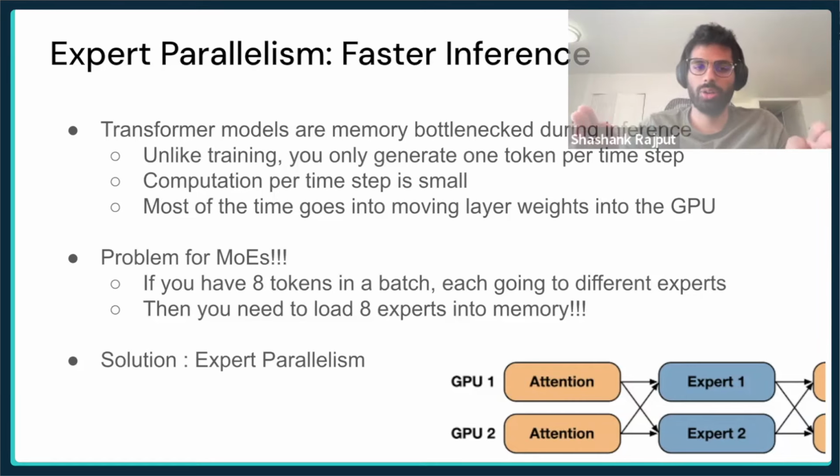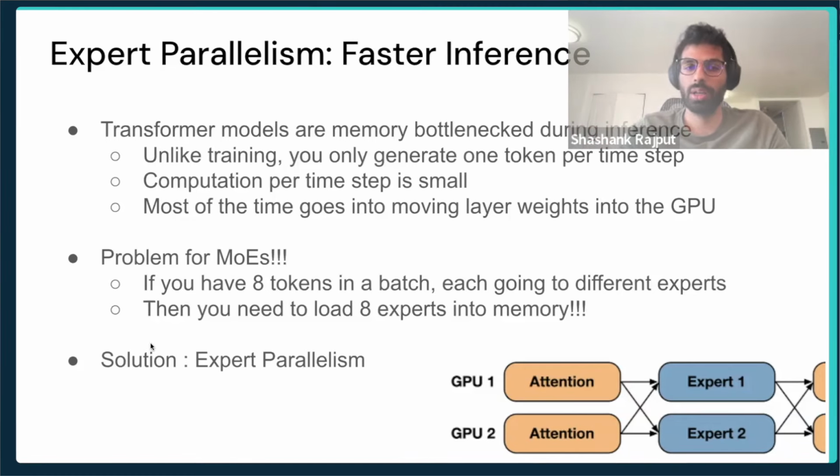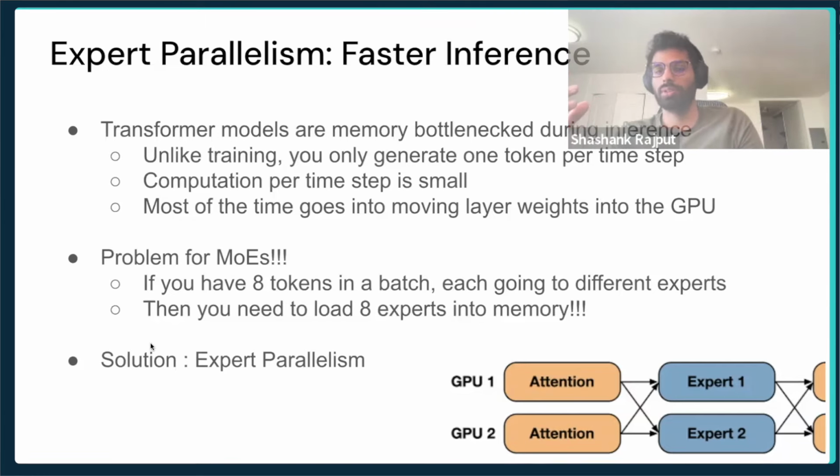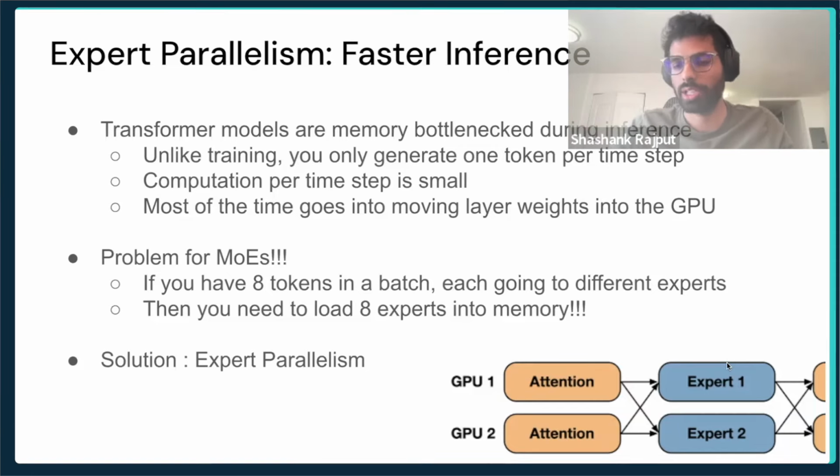Essentially, you are right that for this batch you will be activating all the parameters, but all the parameters do not live on the same GPU. So let's say those 130 billion parameters, let's say DBRX only had 2 experts.